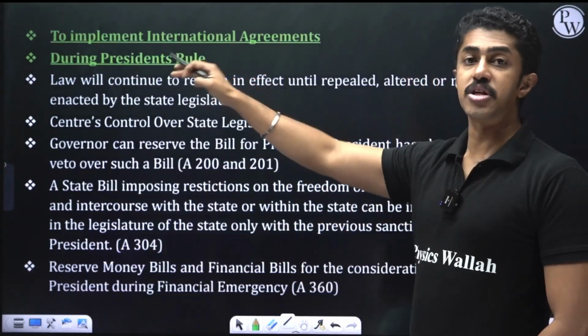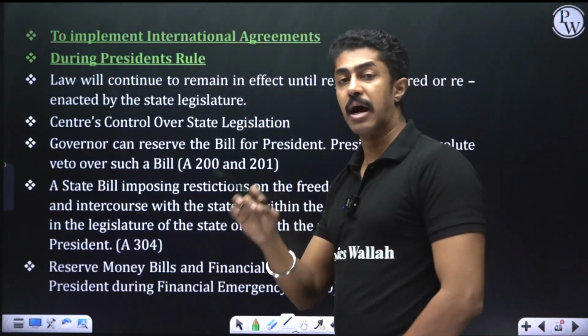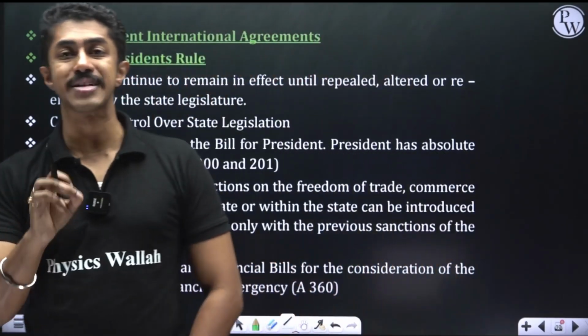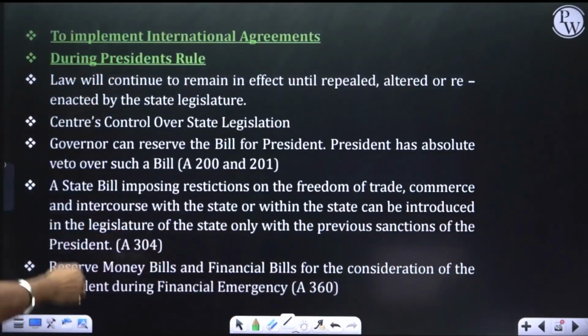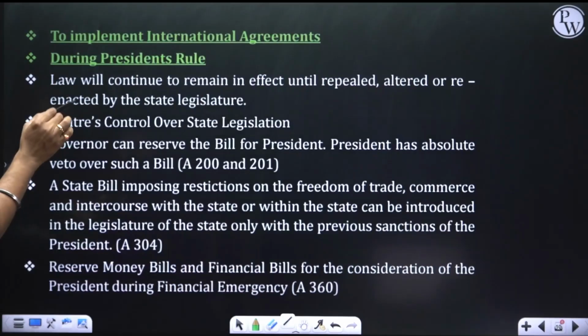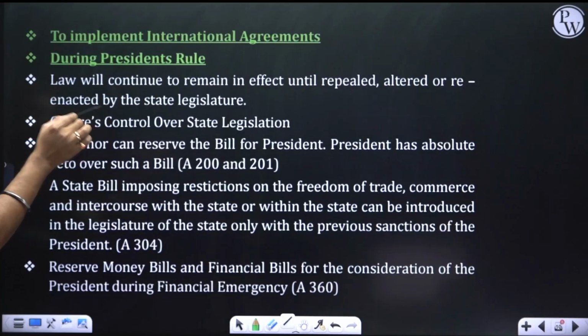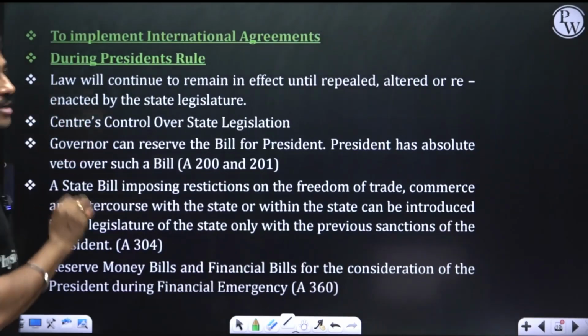The next condition is what? During President's rule again, Parliament can pass a law with regard to a subject in the state list. The law will continue to remain in effect until repealed, altered, or reenacted by the state legislature.